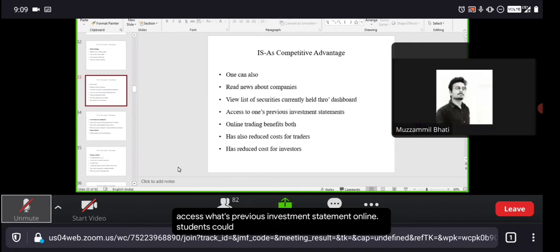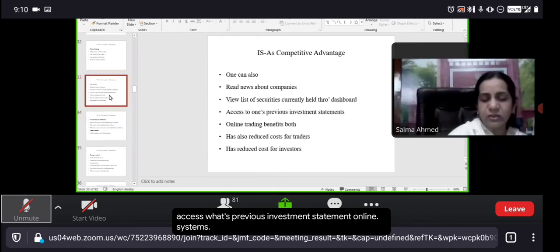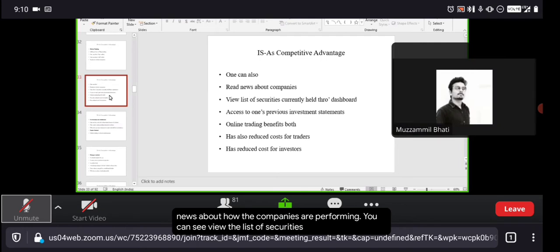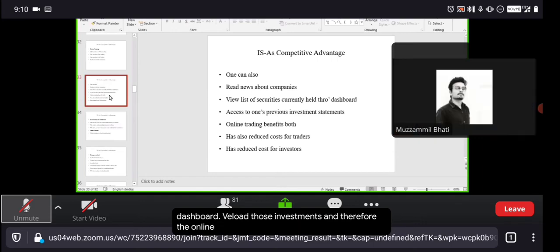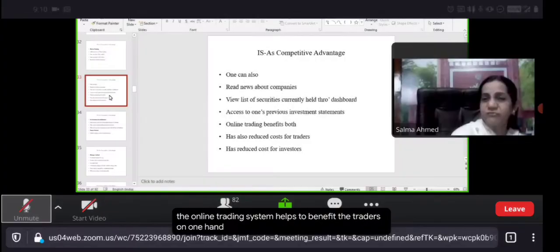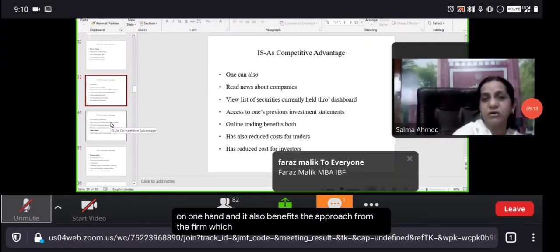So you can even read news about how the companies are performing. You can view the list of securities held through your dashboard. You can see your previous investments, and therefore the online trading system helps to benefit both. It benefits the traders on one hand, and it also benefits the brokerages trading on your behalf. So there are many benefits that you see.